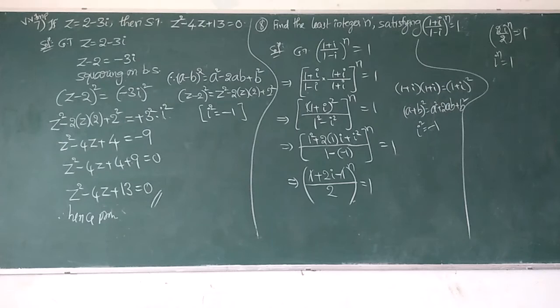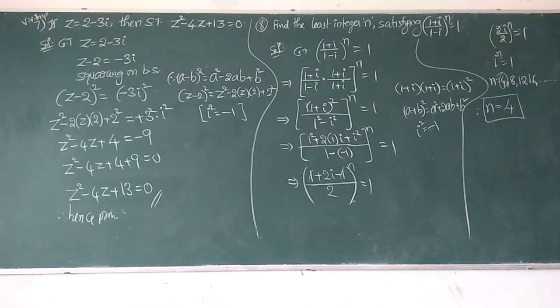Now tell me when i power something is 1. When n equals 4, because i power 4 is 1. At 8, i power 8 also gives 1, and at 12, 16 and so on. In this, what is the least integer? 4 is the least integer. Therefore, n equals 4 is the answer.